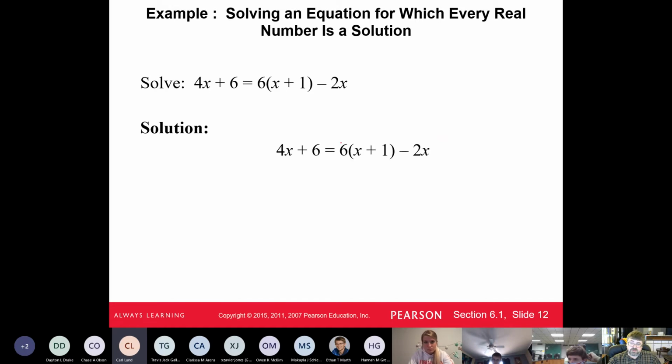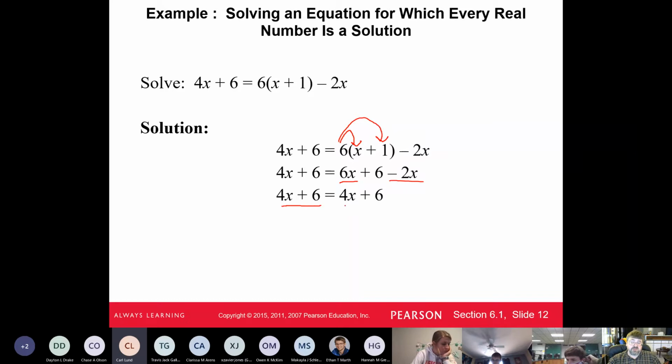So our first thing to do, of course, is to distribute. We want to get rid of grouping symbols. And so we have 4x plus 6 equals 6x plus 6 minus 2x. And then we're going to combine like terms. So we get 4x plus 6 equals 4x plus 6. If something equals itself in the problem, not when we go back and check, because we want it to equal itself when we go back and check.